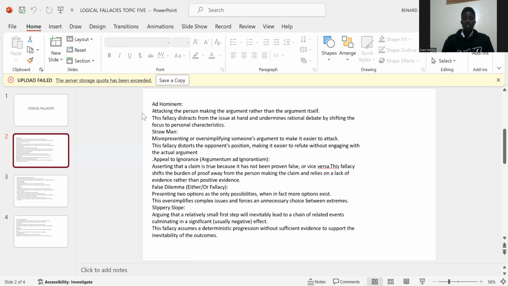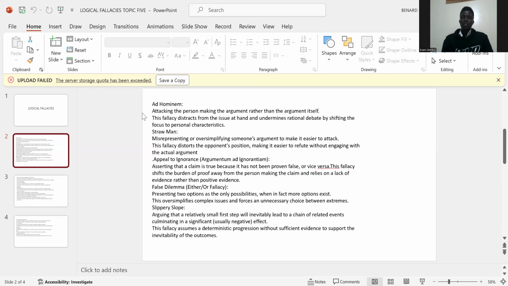The second one is the straw man. Straw man means misrepresenting or oversimplifying someone's arguments to make it easier to attack. This fallacy distorts the opponent's positions, making it easier to refute without engaging with the actual argument.